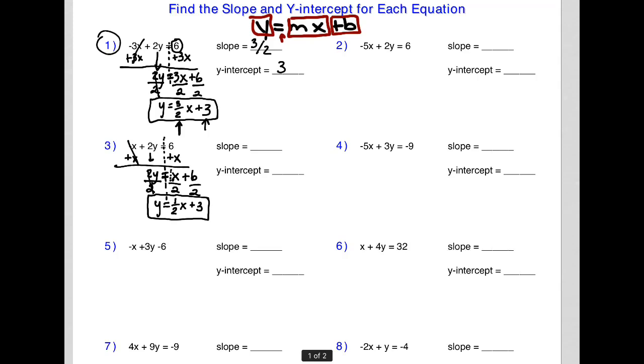So now we can go ahead and write the slope. Remember, slope is the number in front of x. It's not the x, it's just the number in front. And then the y-intercept is our number behind. It's actually very close to number 1, so we did number 1, 3.